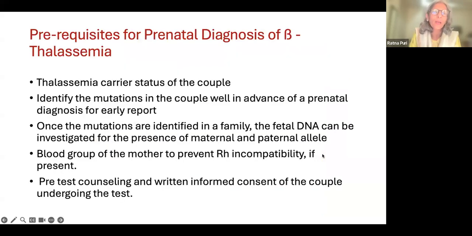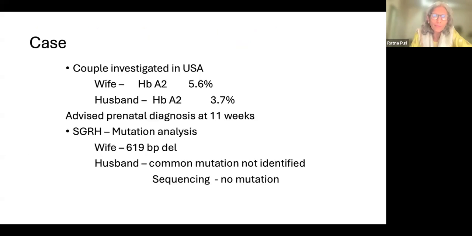What are the prerequisites for prenatal diagnosis? The partners should be carriers, mutations must be identified, the couple counseling should be done, and when you do the mutation testing, you just check the targeted mutation in the fetus. The mutation of the mother and the mutation of the father is what is tested, and the rest, of course, is pre-test and post-test counseling.